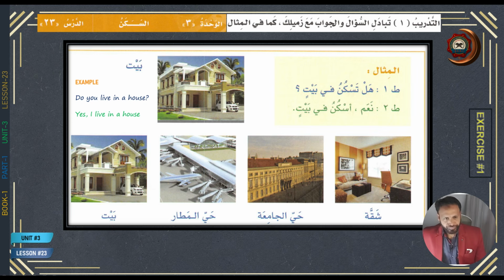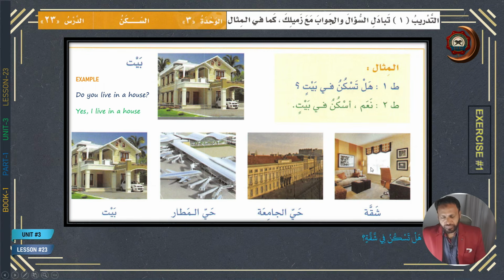Hal taskunu fi shakkatin. Nusrat ma'am? Naam askunu fi bayti. She is asking, do you like oranges? And you say, yes, I like apples. Oh my God. You have to use the same word, right? Shakka. Naam askunu fi shakkati.